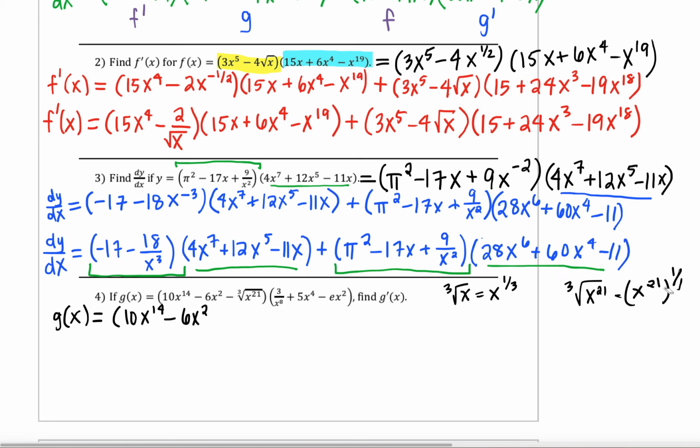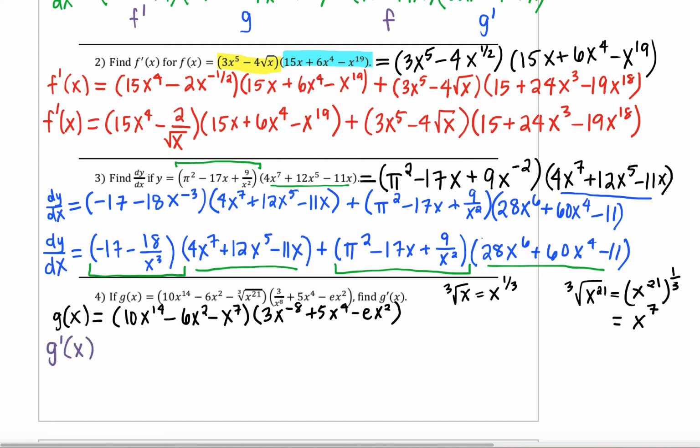Now, using properties of exponents, we could actually simplify this down. How could we simplify x to the 21st all to the 1/3? We can multiply the exponents since we have power to power, and that would give us x to the 21st over 3 from the times 1/3, which would give us x to the 7th. So this piece is really just x to the 7th in disguise. Times this 3 over x to the 8th, I can rewrite as a negative exponent, and then the rest of this is already ready to go. So I'm going to just go ahead and rewrite that with our rewritten form of g of x. Now from here, we want to find g prime.